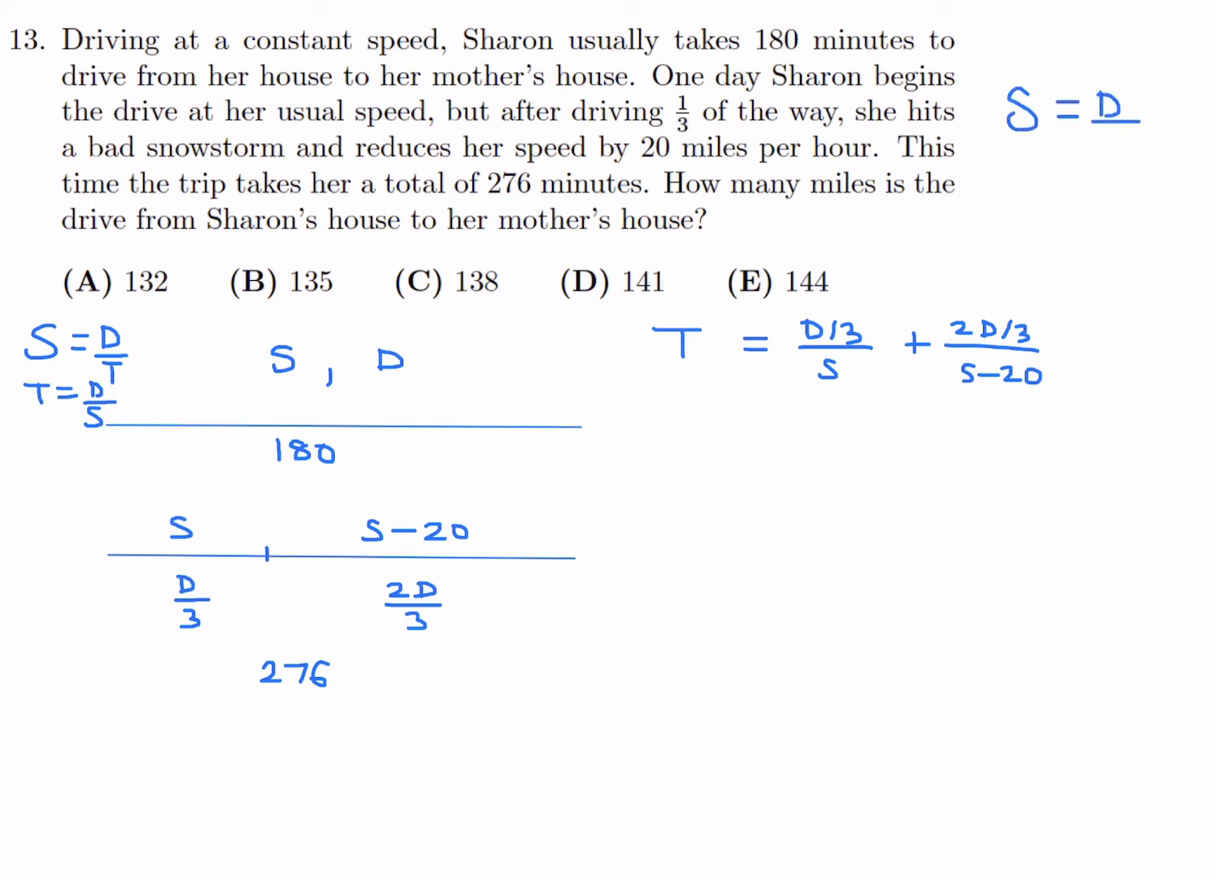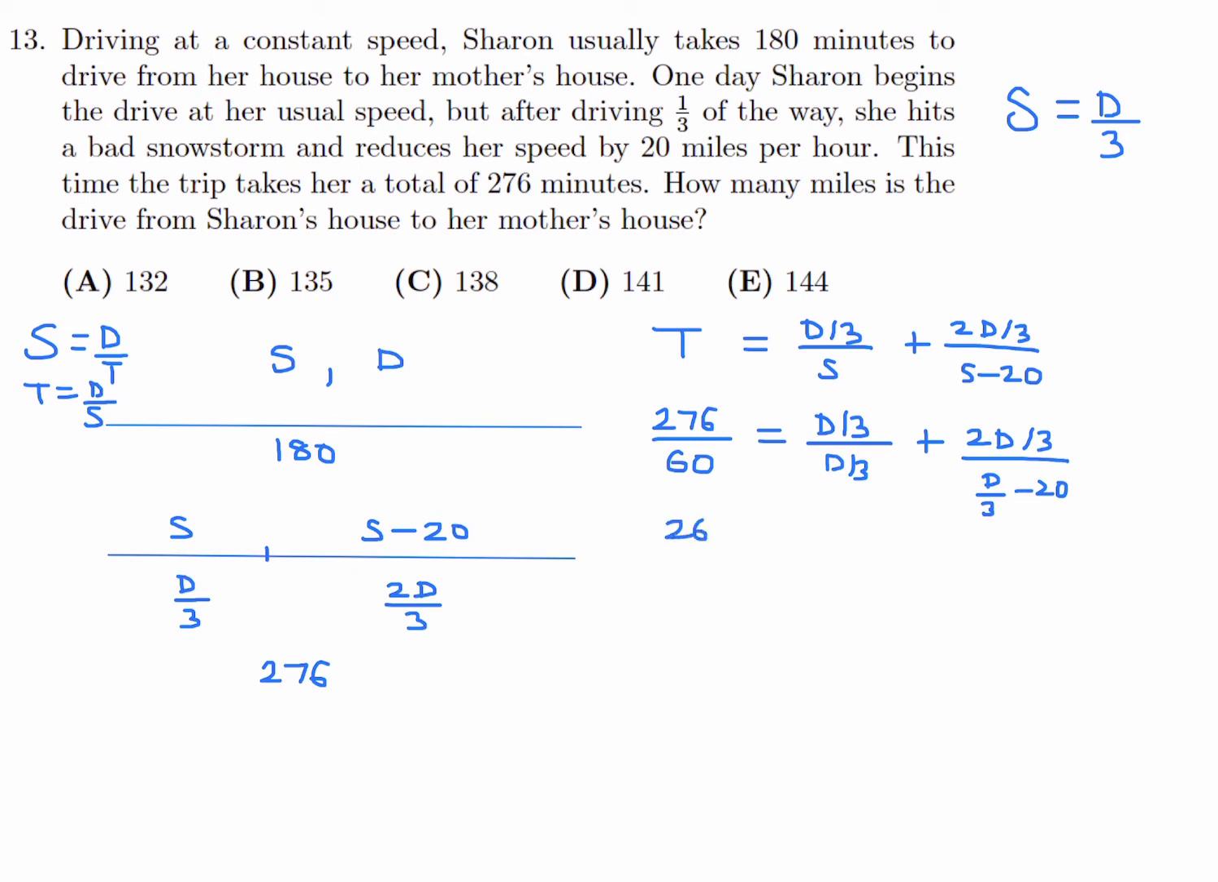Well, the time is 180 minutes, which is 3 hours. So since we're dealing with hours, I had to convert the 180 minutes to hours by dividing by 60. And then this time here, turning our attention to this equation, they told me is 276. But I have to divide that by 60 because I'm dealing with hours. Okay, so I got d over 3. S is also d over 3. 2d over 3. And then this is d over 3 minus 20.